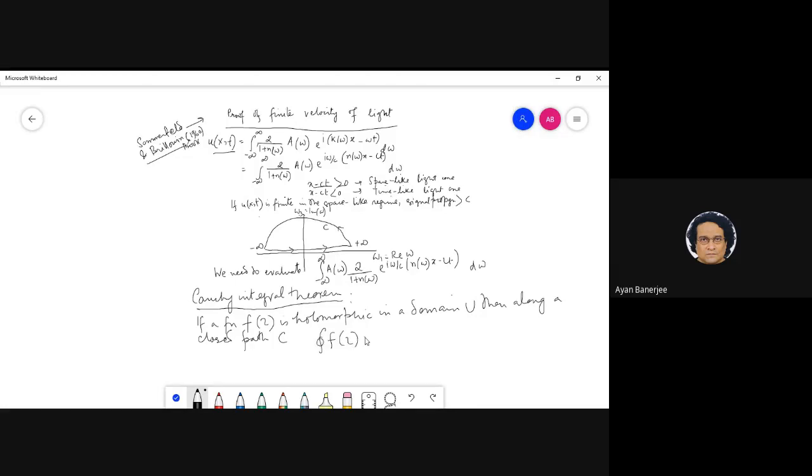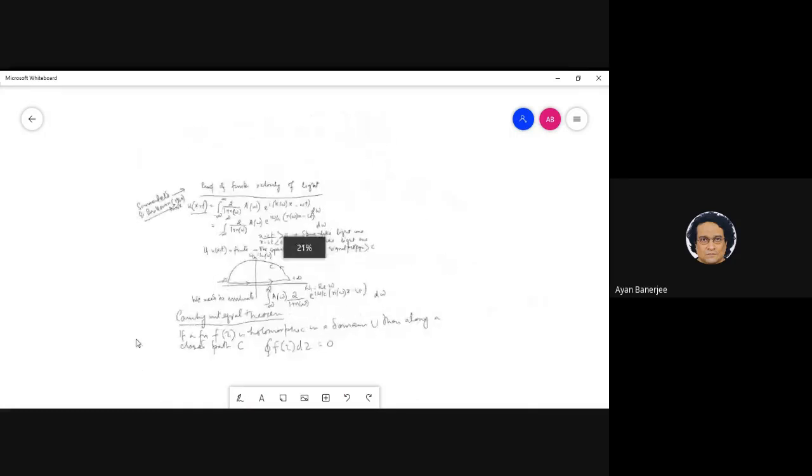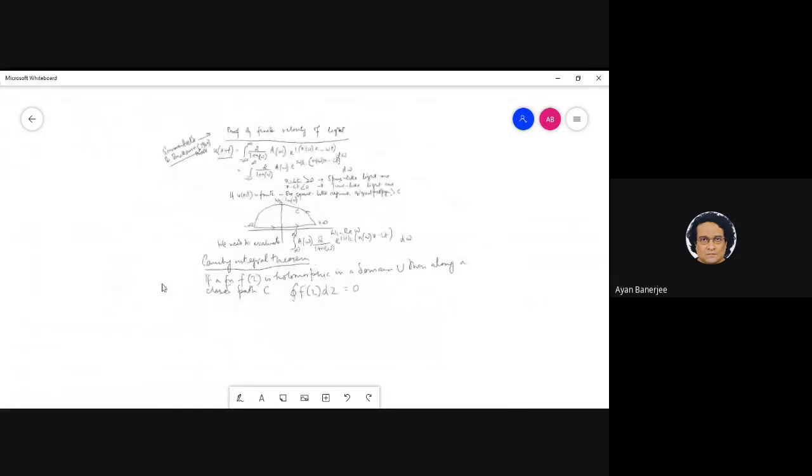Basically, you have this integral as 0. This is the most important thing. It is completely differentiable. And then you have another thing which is very crucial. That is the Cauchy integral formula. Let me just jot that down as well. The Cauchy integral formula.